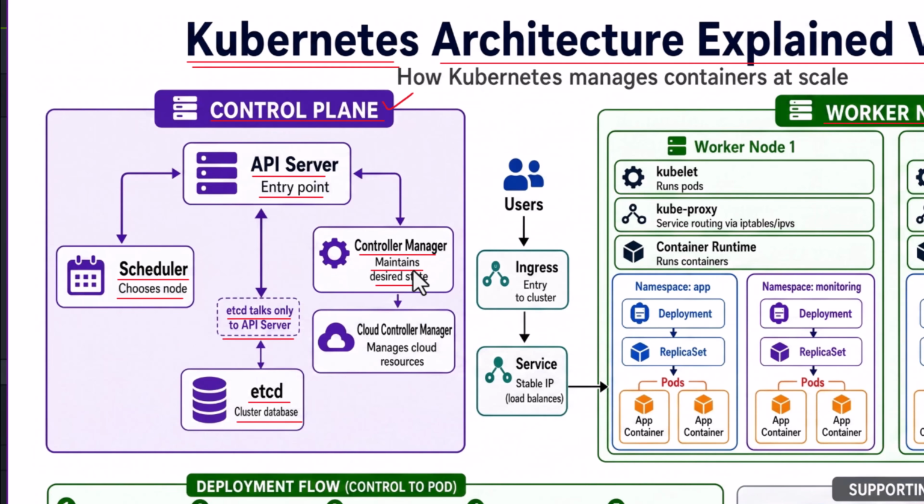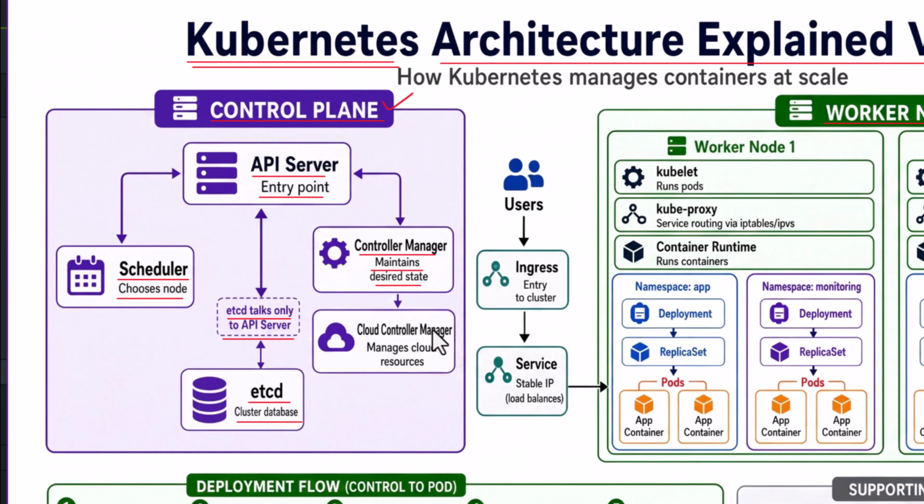If one pod crashes, the current state becomes 2 pods. But the desired state is 3 pods. So Kubernetes automatically creates a new pod to bring the system back to the desired state. This work is handled by controllers inside the controller manager. So in simple words, the controller manager makes sure Kubernetes keeps running the way we asked it to run.